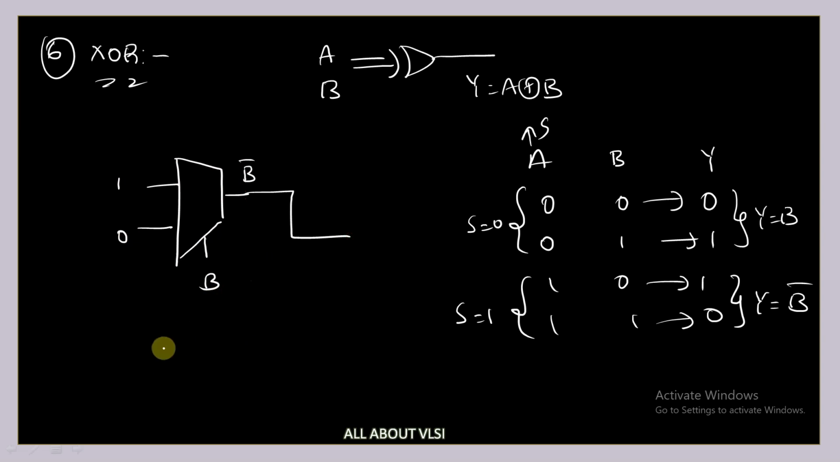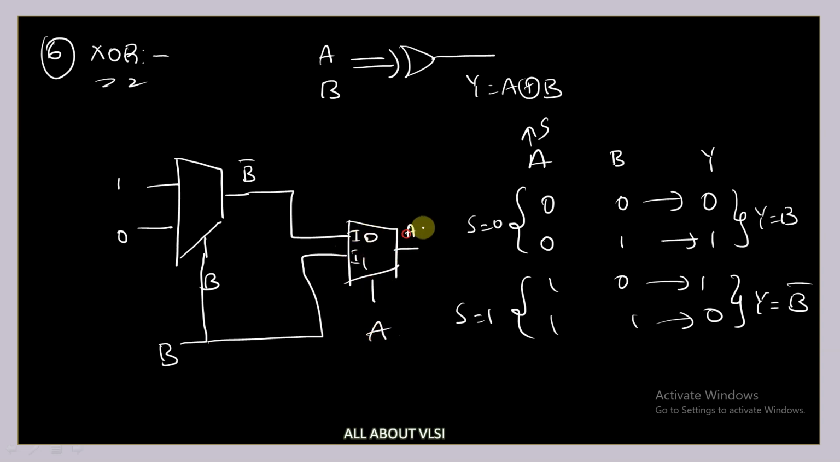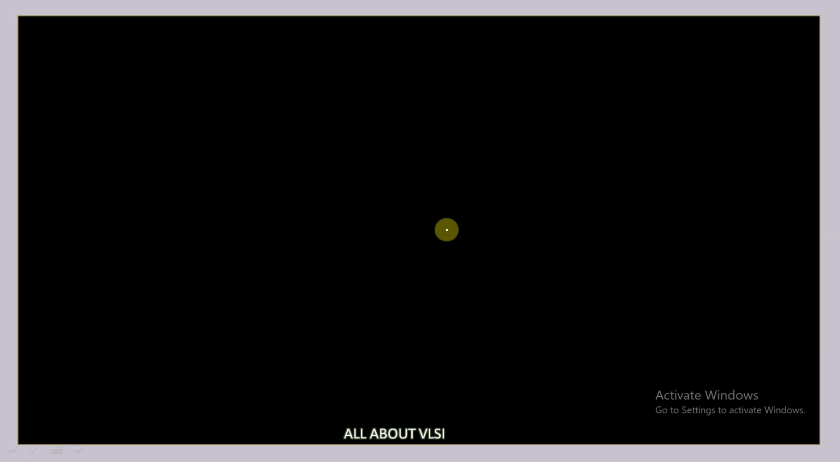And this B is given to this multiplexer. This is I0 and this is I1 and this is A. Here we are getting A XOR with B. Exactly. Now coming to the XNOR gate, how to implement this XNOR gate?